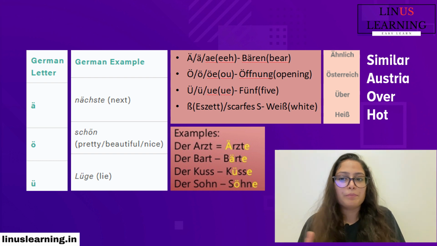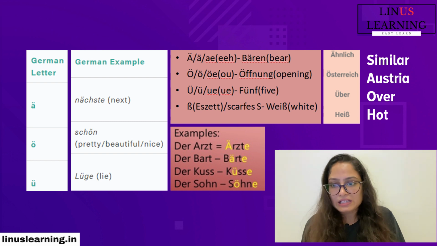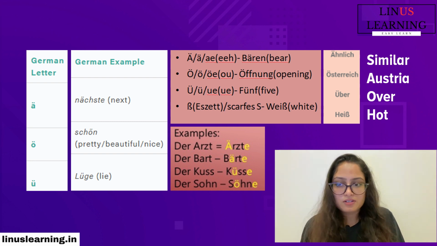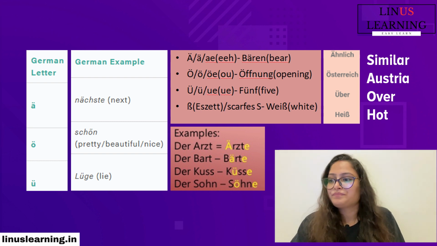Bären, ähnlich, Ärzte. Schön, Öffnung, Österreich, Söhne. Then Bärte for A umlaut once again. Then Lüge, fünf, über, Küsse. Okay. Heiß and weiß.